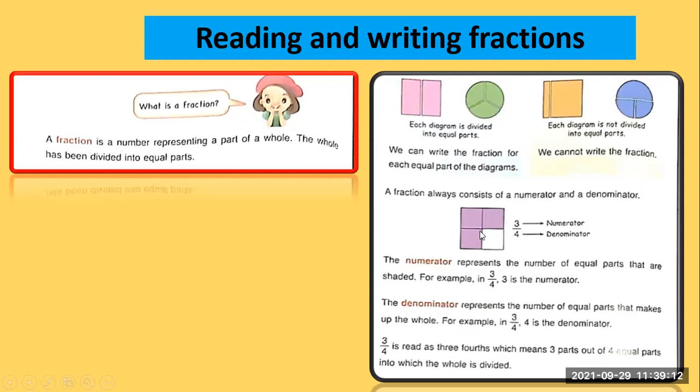Now, look at this diagram. This diagram is divided into 4 equal parts. So we have here the denominator, and the number 3 here is called the numerator. The numerator represents the number of equal parts that are shaded. So 3 parts here are shaded. For example, in 3/4, 3 parts are shaded, so 3 is the numerator. And the denominator represents the number of equal parts that make up the whole. For example, in 3/4, 4 is the denominator.